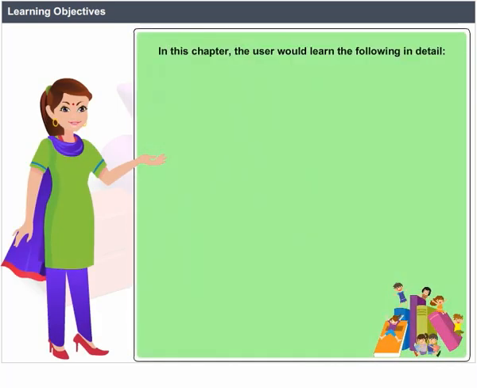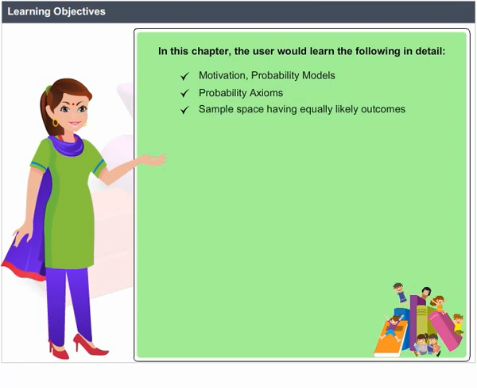Learning objectives. In this chapter, the user would learn the following in detail: motivation, probability models, probability axioms, sample space, having equally likely outcomes, conditional probability, Bayes formula, independent events.